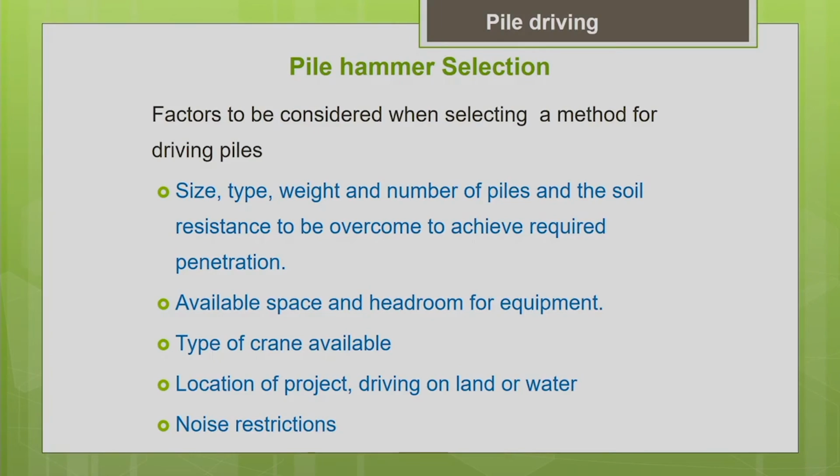So, now let us see what are all the basic factors which govern the pile hammer selection. Obviously, we have to select a pile hammer depending upon the type of your pile. What will be the size of your pile, weight of your pile, according to that you have to choose the weight of the hammer. So, the common guideline is your weight of the hammer should be at least equal to the weight of your pile. That is a common guideline, ideal case.